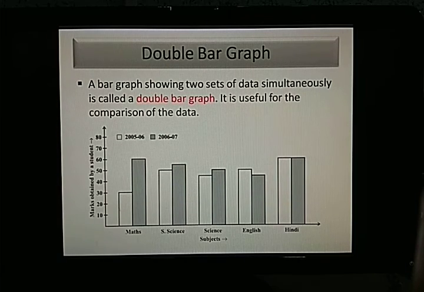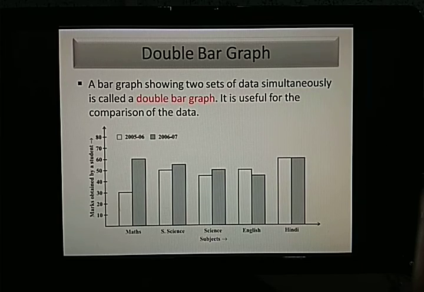Say your marks in a subject this year compared to last year. If you have to compare this, then we can draw a double bar graph. This double bar graph will give a clear picture of in which years how much progress we have made in those subjects. Clear? You can see here some years are given: 2005 to 2006, 2006 to 2007. So we have compared both years' data. So basically this double bar graph is used for comparison purposes.